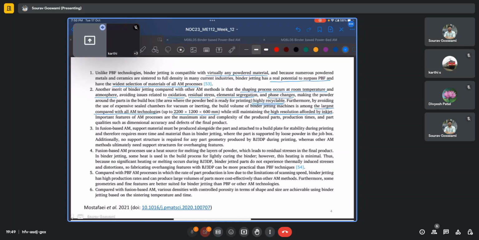And thus we can have large size parts with highly complex features. We can have smaller production runs, and the dimensional accuracy and defects can be greatly controlled.